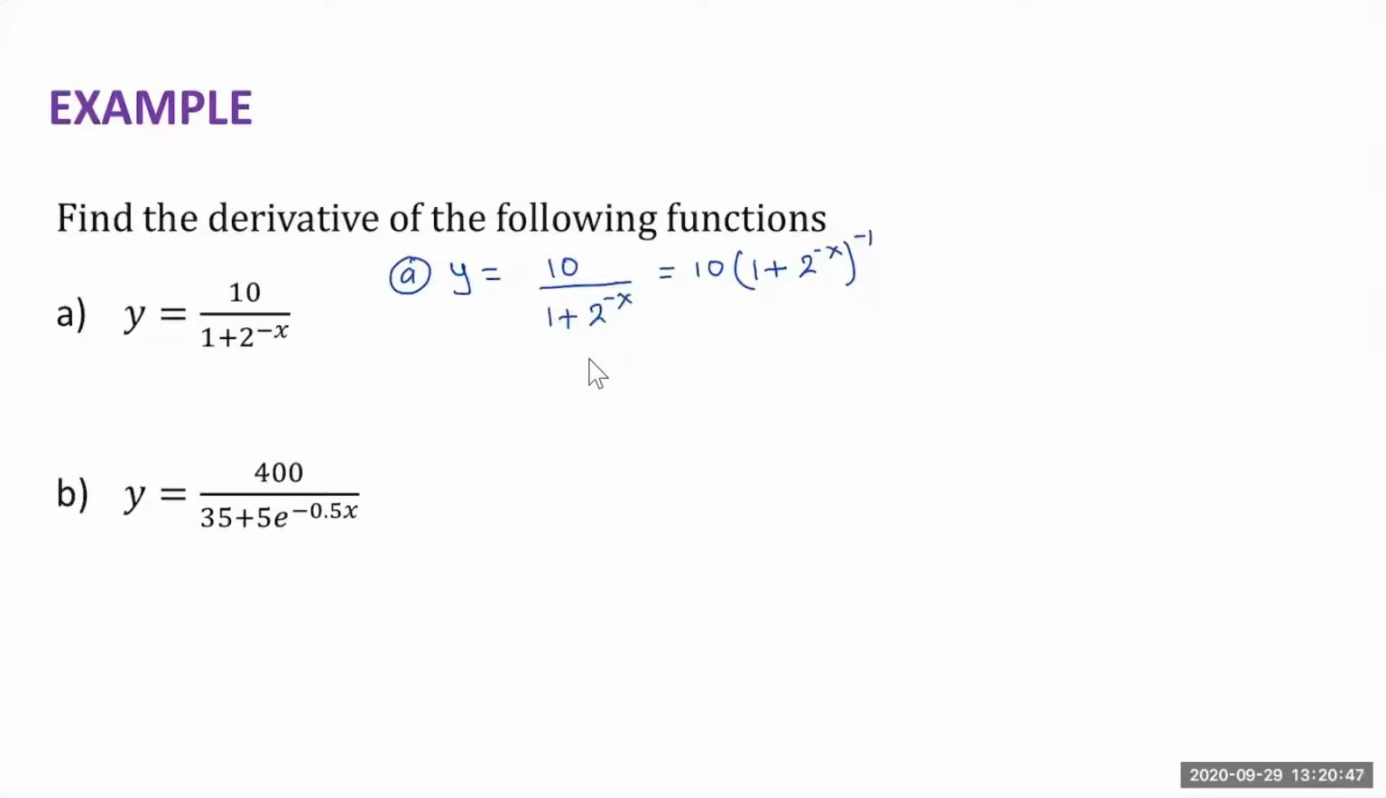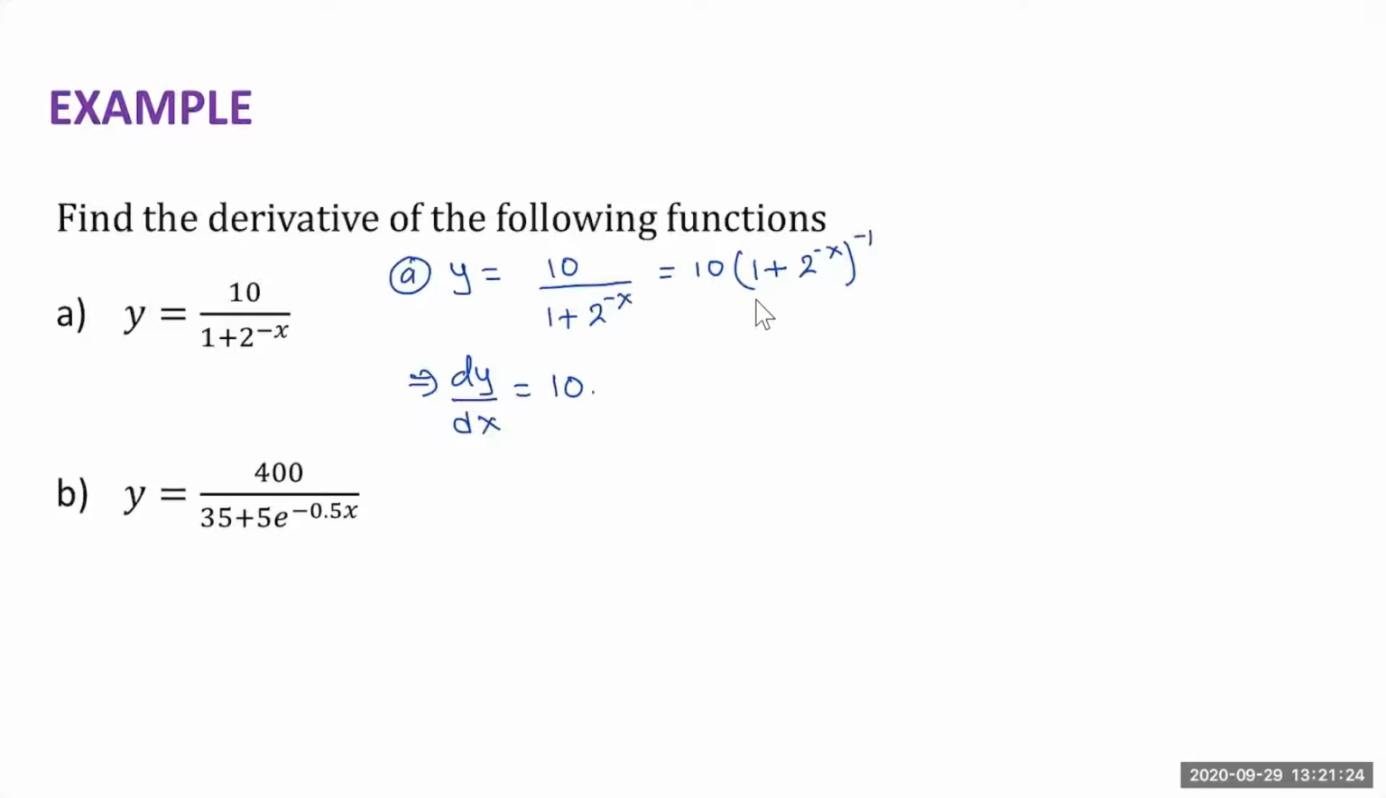So let's find the derivative dy over dx. dy over dx is equal to, you can see this 10 is multiplied to that function, so it is a constant multiple. Because it is a constant multiple, it will just stay in front. Then multiplied by 1 plus 2 to the negative x, everything raised to power negative 1. That means you have an outside function, which is a power function, and an inside function. And whenever you have an outside function and inside function, we use the chain rule.